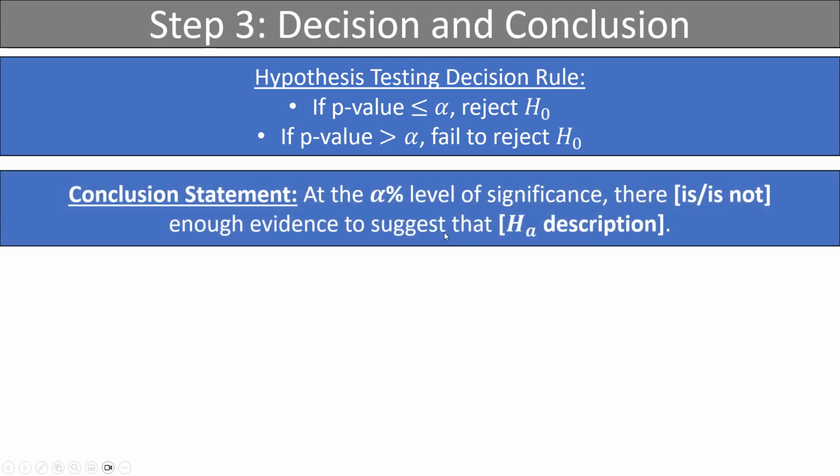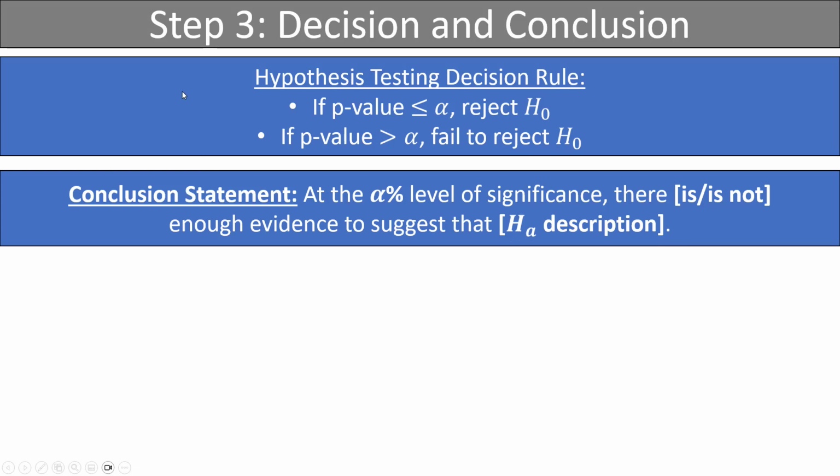Next, you're going to write a concluding statement that has this general template. You will state at the alpha percent level of significance, where alpha is whatever your level of significance was. Make sure to write that in percent form. There either is or is not enough evidence to suggest that, and then you are going to describe your alternative hypothesis. Make sure you are always describing your alternative hypothesis in terms of the conclusion, because that was your research hypothesis that you were trying to test.